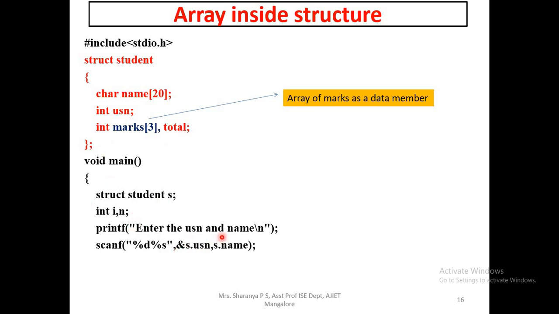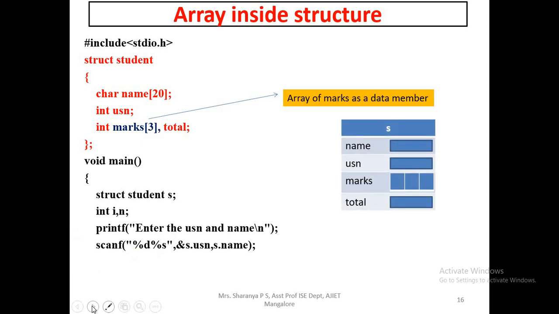So we are taking the values from the user, that is %d and %s are used in the scanf statement to refer to USN and name respectively, because USN is an integer and the name is a character string. And &s.usn refers to the structure variable name s. Next, this is how the structure student will look when created: name, USN, marks, total, and the marks here we can see as an array.